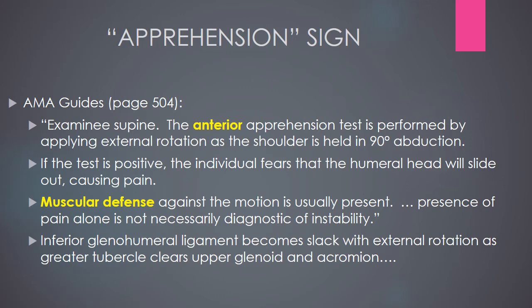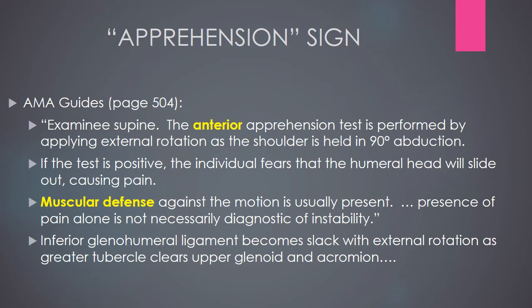I want you to picture this in your mind. You have the examinee lying flat on the table, supine. You then take the shoulder and abduct it to 90 degrees of abduction. Once the shoulder is in 90 degrees of abduction, you simply allow the shoulder to fall into external rotation. Now, as the glenohumeral joint goes into external rotation, the inferior glenohumeral ligament becomes slack, and this is where anterior instability can manifest itself, and you will detect this in your examinee.